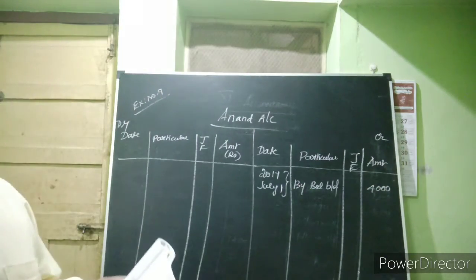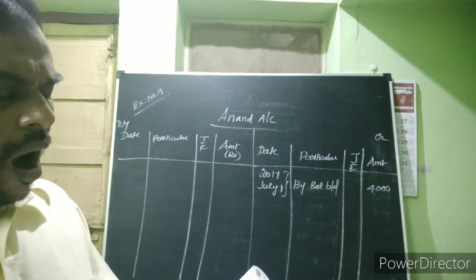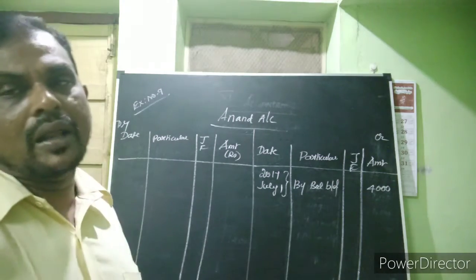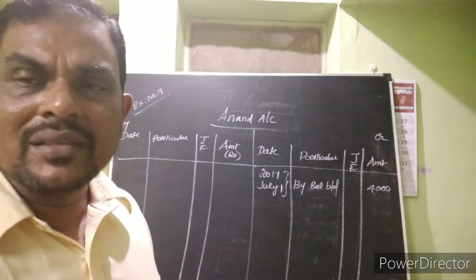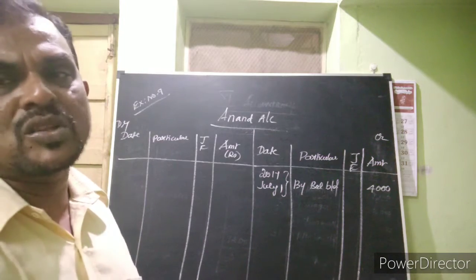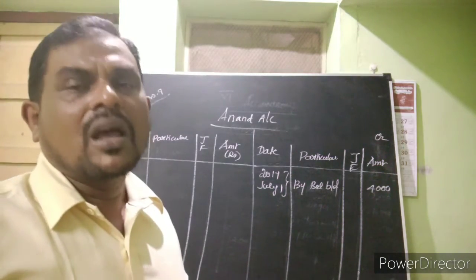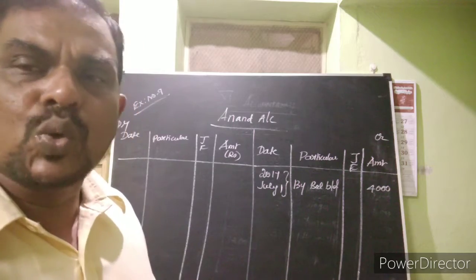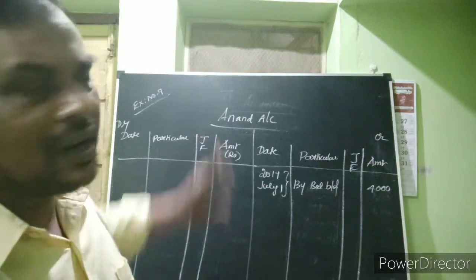Okay, next. Date 15. Amount paid to Anand. What is the journal entry? Amount is nothing but cash. Cash paid to Anand. So here Anand is receiving this amount. Anand's account debit to cash account. So now we are preparing Anand account only.